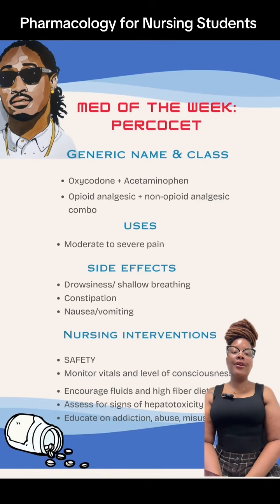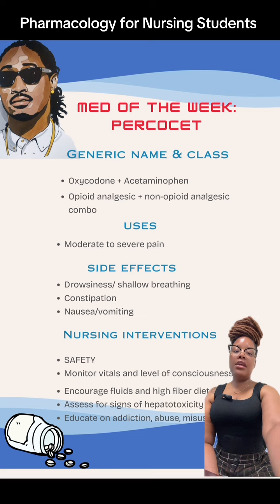Hey guys, did you know that if you add acetaminophen to oxycodone, you get Percocet? Yes. So this non-opioid plus the opioid gives us the perfect pain relief for patients experiencing mild to severe pain. So what are some common side effects that patients can experience with this medication? Drowsiness, shallow breathing, constipation, and they can even experience nausea and vomiting.